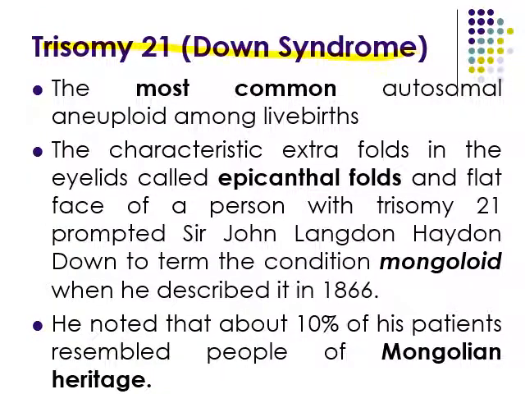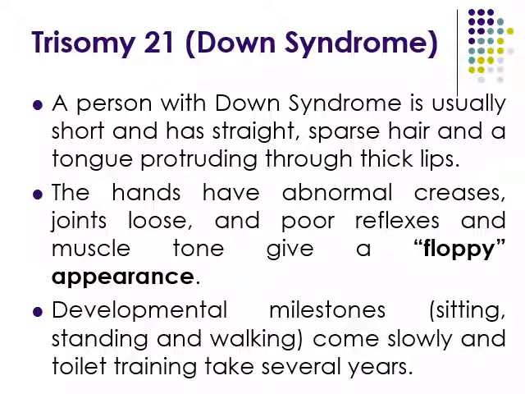So, trisomy 21 or the Down syndrome is the most common autosomal aneuploid among live births. So, extra folds in the eyelids cause epicanthal folds, tapos flat face of a person. Tapos, naging term dun is mongoloid. Tapos, they resemble Mongolian in heritage. So, they are usually short, have straight hair and a tongue protruding through the thick lips. They also have floppy appearances.